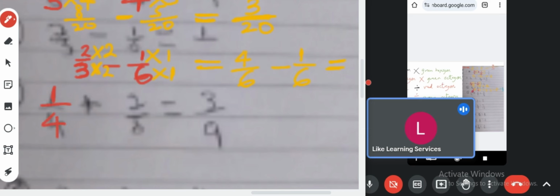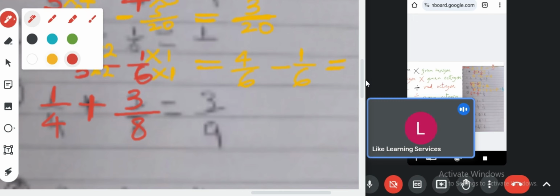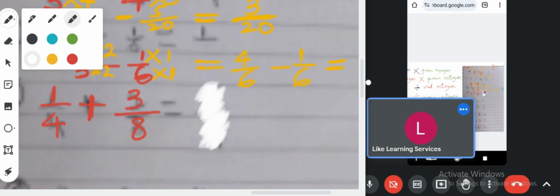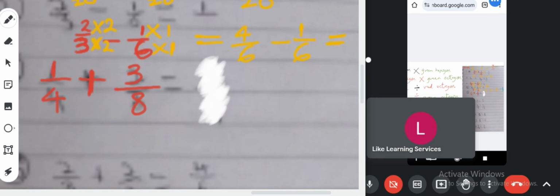1 over 4 plus, let me call this 3 over 8. 1 over 4 plus 3 over 8. Let's go. Are you ready? What should we do first? You have to make sure that the denominators are the same. Exactly. We have to make sure that the denominators are the same.